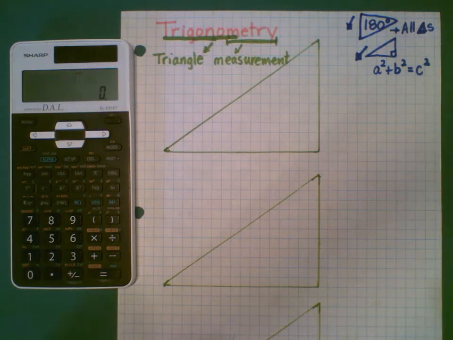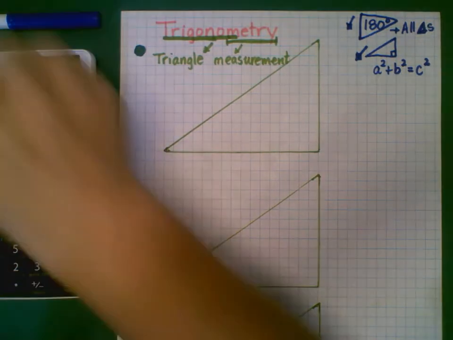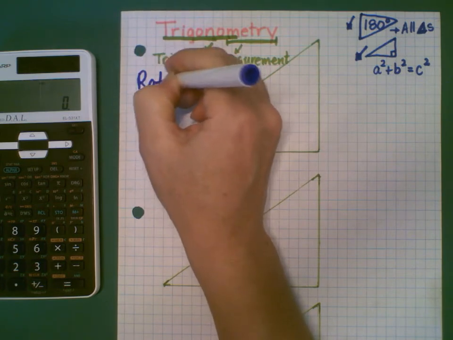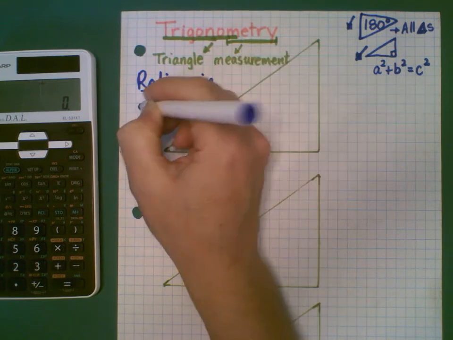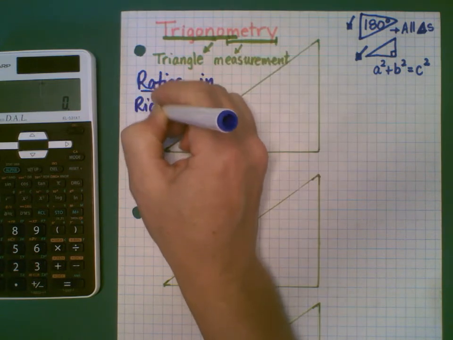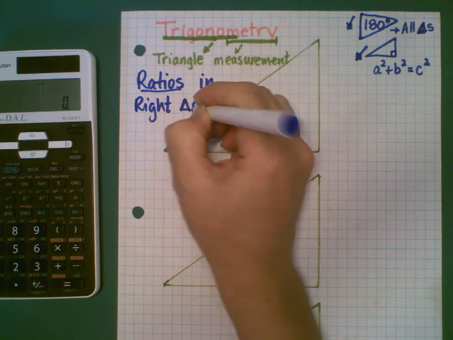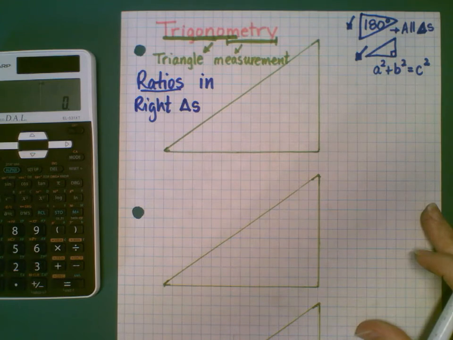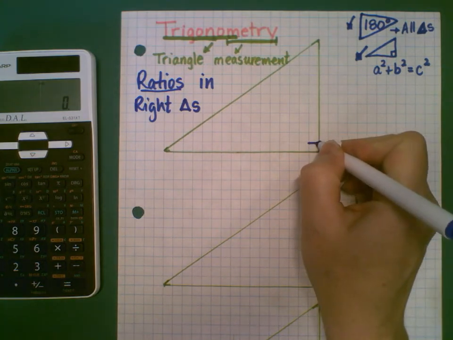Today we're not going to be talking about those two rules. We're going to be talking about the ratios that occur in right triangles. So I've drawn some right triangles here to use as an example, and they're all the same, which is intentional.